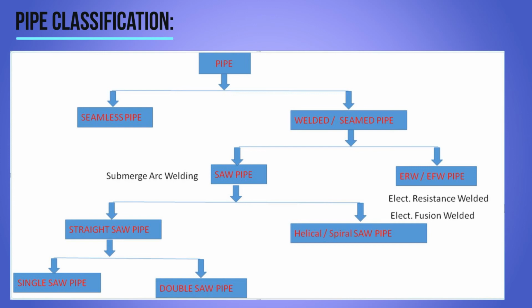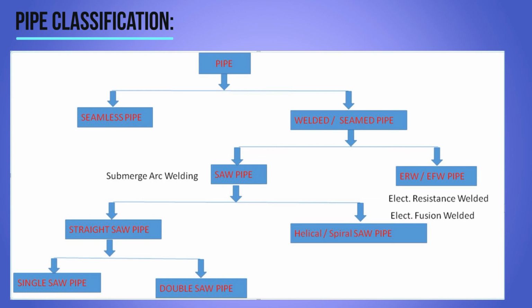So SAW pipe again further has two kinds of segregations. One is straight SAW pipe, like when the pipe is welded in a straight pattern, in a straight line, that is called the straight SAW pipe. And if the welding is in helical or spiral type, then it is called helical or spiral SAW pipe.